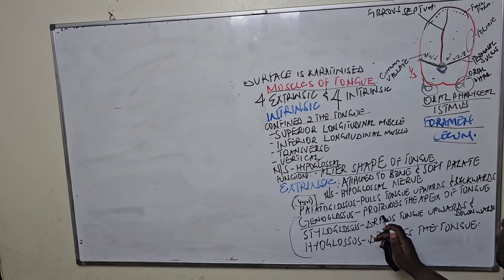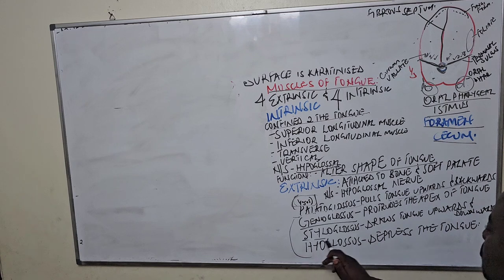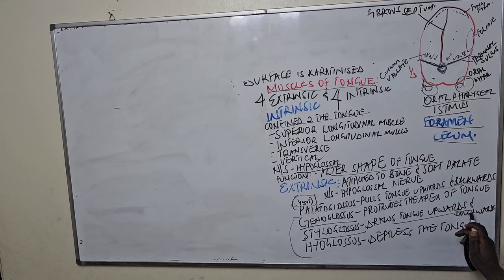Genioglossus protrudes the apex of the tongue. Styloglossus draws the tongue upwards and backwards. Hyoglossus depresses the tongue. Can you memorize them? Palatoglossus, genioglossus, styloglossus, hyoglossus. The intrinsic: transverse, vertical, inferior longitudinal, superior longitudinal. As simple as that.